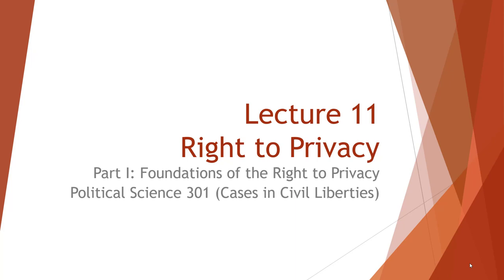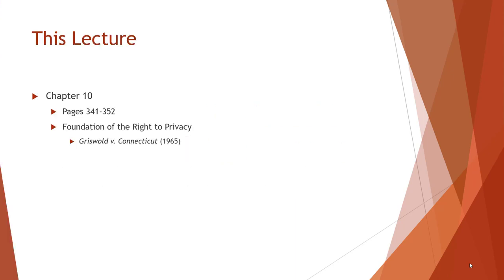So we are now into chapter 11. Foundations of the right to privacy is where we're going to start out. The main case today is Griswold, but to get to Griswold, we have to lead up into some of the questions about the right to privacy itself. Where do we get this darn right to privacy? Because it's not in there. You can see that we aren't going to cover too many pages in the book, but a lot of important concepts.